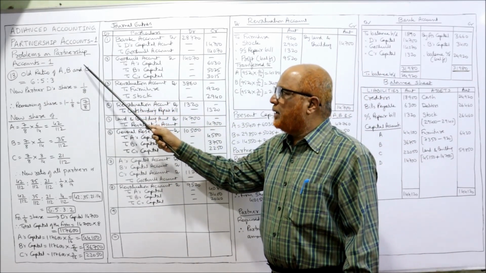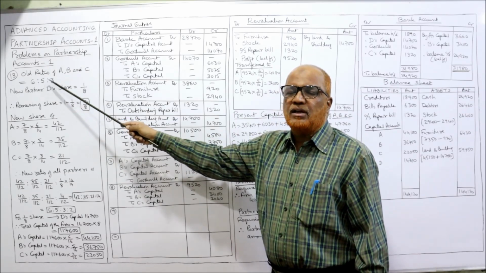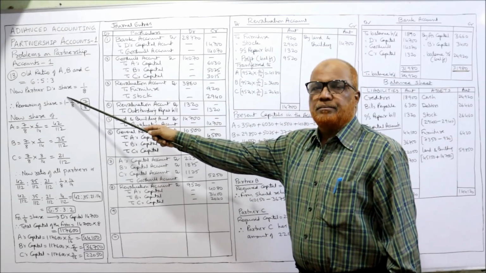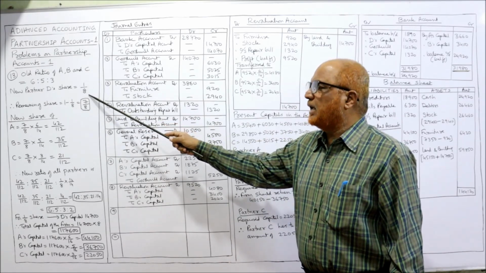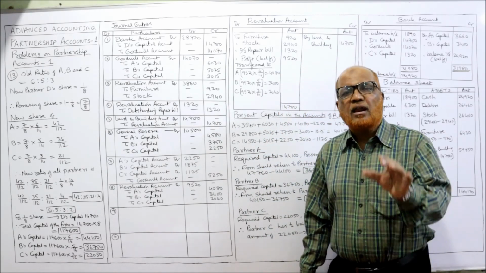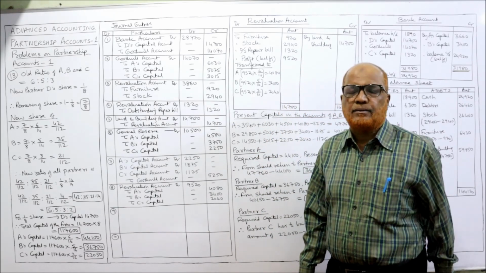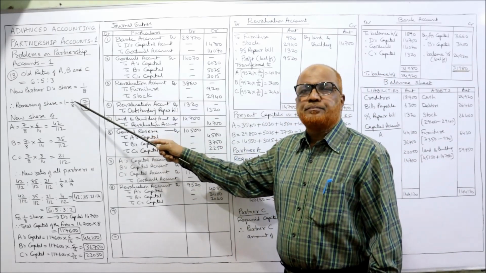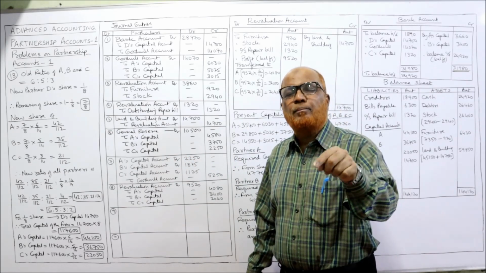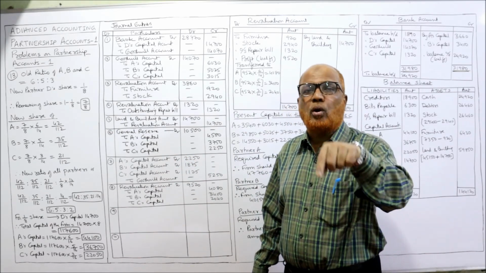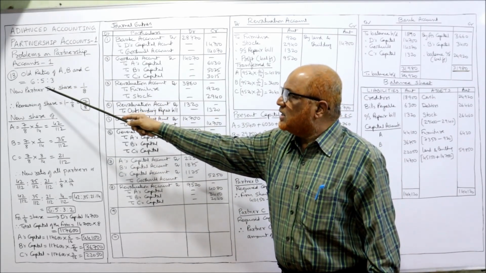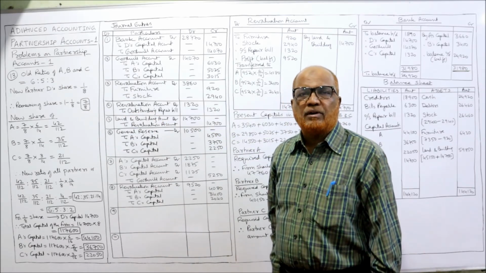Old ratio of A, B and C, 6:5:3, given in the problem. New partner D's share is 1/8. So if 1/8 share is given to D, the remaining share is 7/8. 1 minus 1/8 is 7/8. This 7/8 will be shared by the old partners in the old ratio. What is the old ratio? 6:5:3. That is 6/14, 5/14, 3/14.